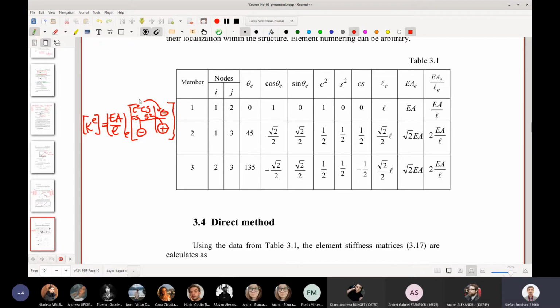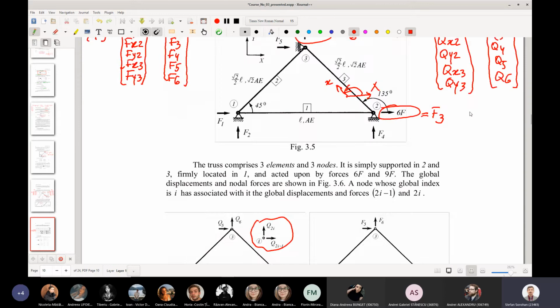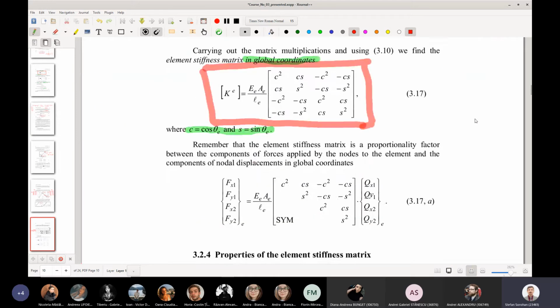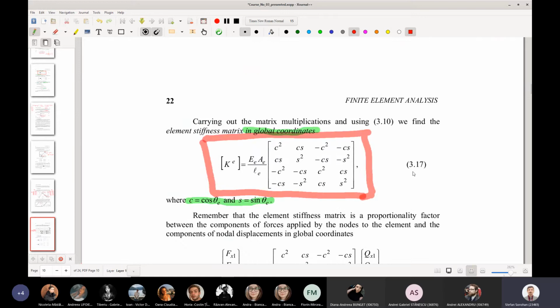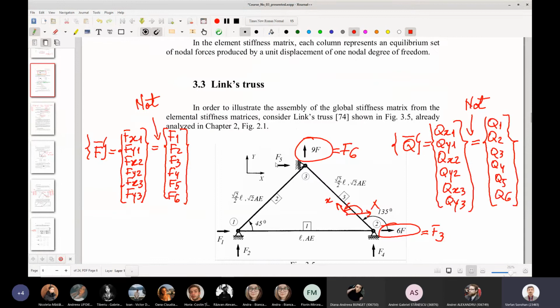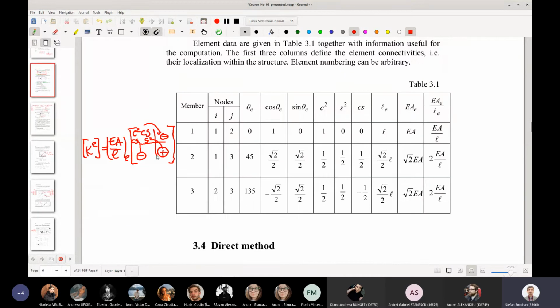If you know this one, it was written somewhere here. Let's take a look. So this is our matrix. Again, we can use something like that, and this term is cosine squared, cosine times sine, and this term here is for each member. So the idea is, let's write all these element stiffness matrices, and for that we can build this table.